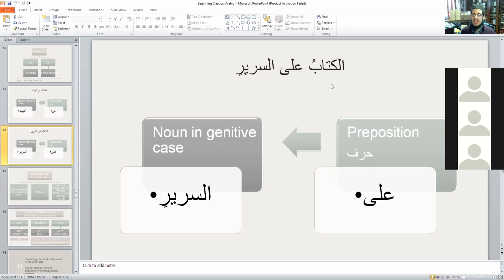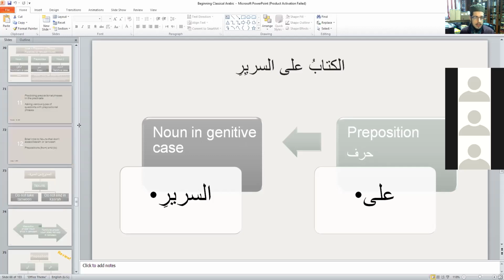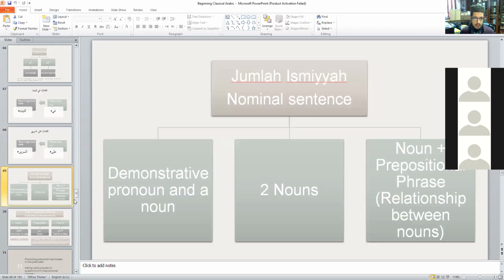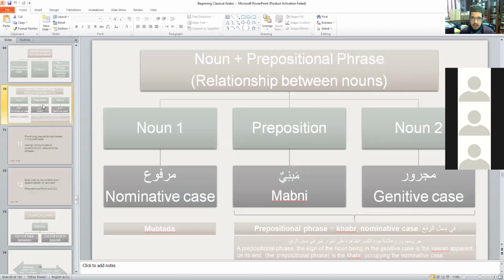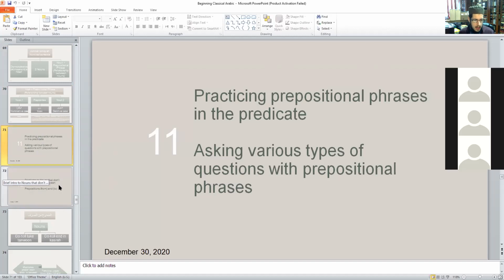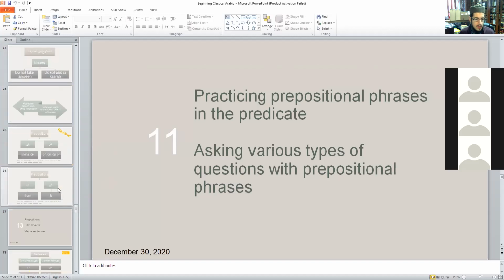We had another example, al-kitabu ala sariri. That's the book is on top of the bed. Anything following a preposition is majroor. It is in the genitive case, and that is shown by a kasra. Good. Okay, very good. We spent a while practicing prepositional phrases. We talked a little bit about mamnu' min as-sarf. I'm not going to go into that now.